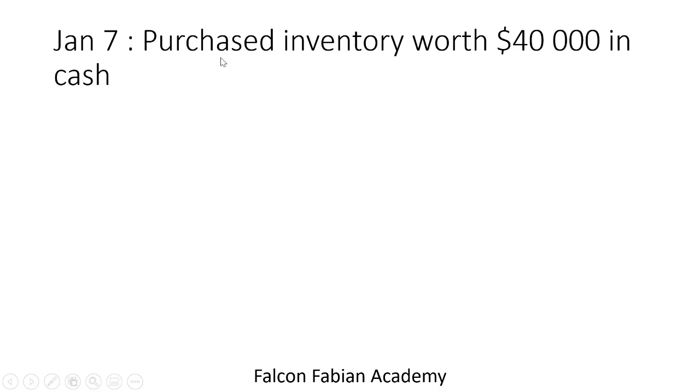Now whenever the business buys inventory, the name of the account you are going to use is going to be purchases. So when the business buys inventory, the name of account is purchases, and when the business sells inventory, the name of the account is sales. So here the name of account is purchases, and how are we buying this inventory? We are paying by cash. So the second account is cash.